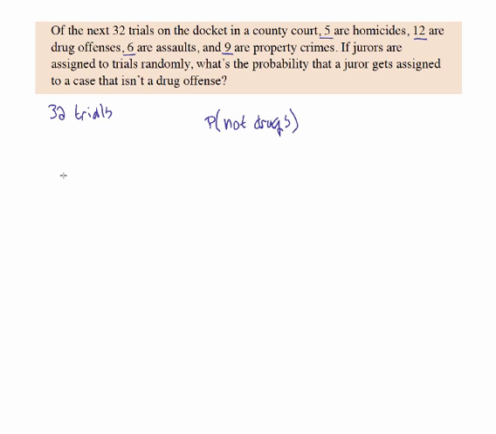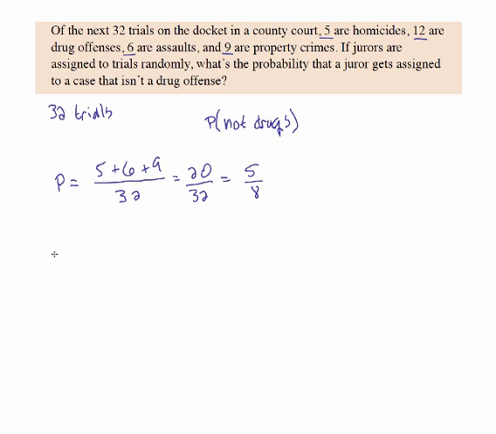The straightforward way is to recognize that if something is not a drug offense, it has to be one of the other 3. So it could be either a homicide, an assault, or a property crime, which tells us that there are 20 offenses that are not drugs out of the 32 total. So the probability of not getting a drug offense for this juror is 20 out of 32, which reduces to 5/8.